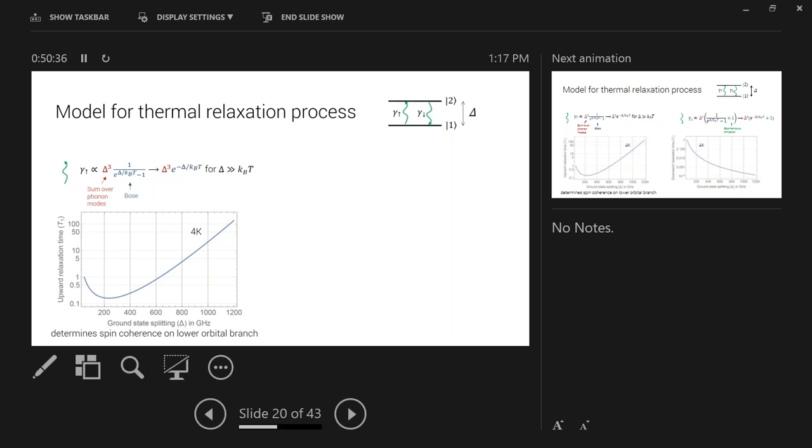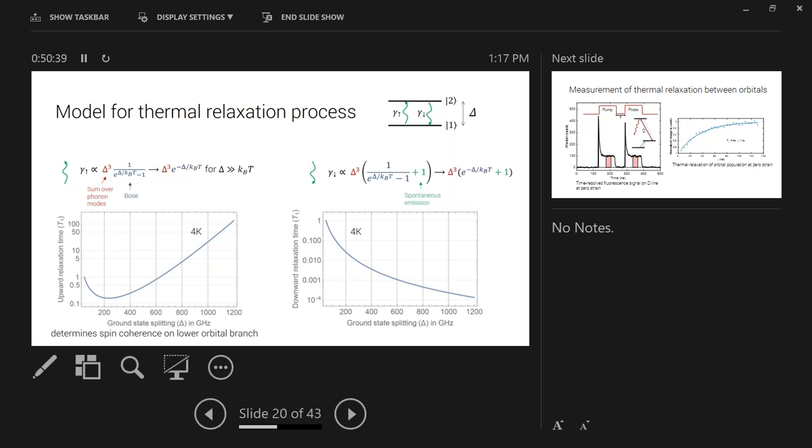Another thing that's sort of instructive to look at, but it's not going to be useful for what I'll talk about next, is this process gamma down, which has a completely different behavior. So gamma down has a component that's determined by thermal excitations, but even if you increase the splitting to very large values, you will still have spontaneous emission. That's something you can never fundamentally kill, right? And that spontaneous emission gets very fast as you increase strain because of this delta cubed, right? The number of modes into which your defect can emit a phonon increases a lot. So essentially, the downward relaxation time gets faster and faster as you increase strain.